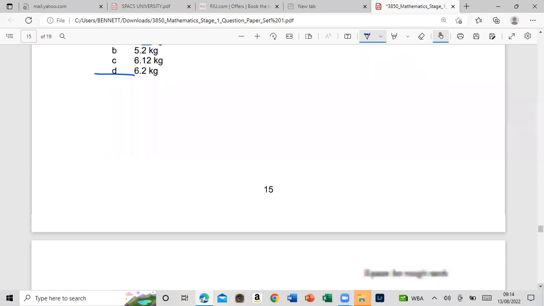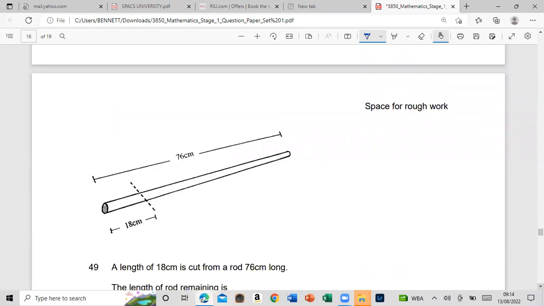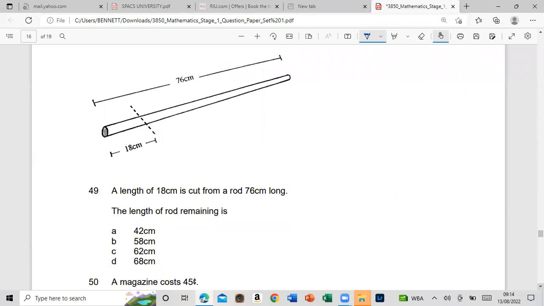All right, let's move on to this one now. So they give us that and the length, right? A length of 18 centimeters is cut from a rod of 76 centimeters long. Length of the rod remaining is, so the rod measures 76 centimeters and we cut off 18 centimeters. How much of the rod remains?